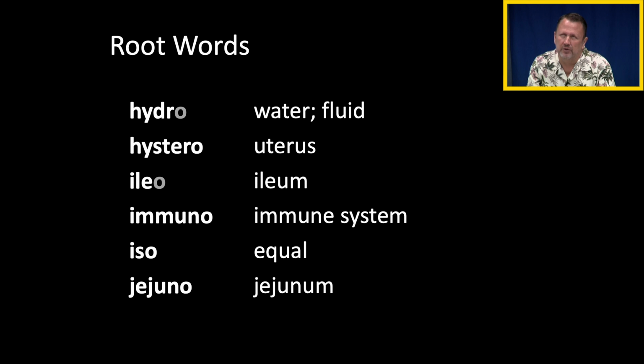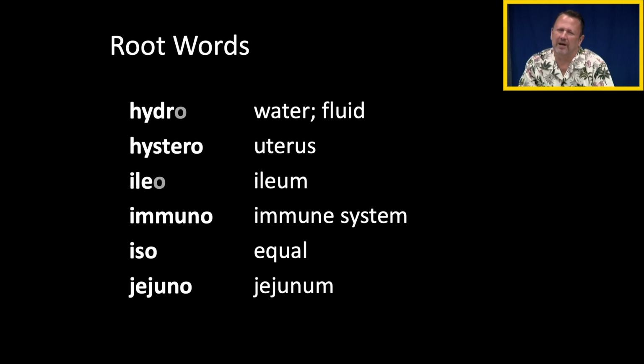Ilio refers to the ileum. That's the middle part of the small bowel. Immuno refers to the immune system. We'll talk about the immune system. That is the part of your body that fights with infectious organisms and foreign substances.